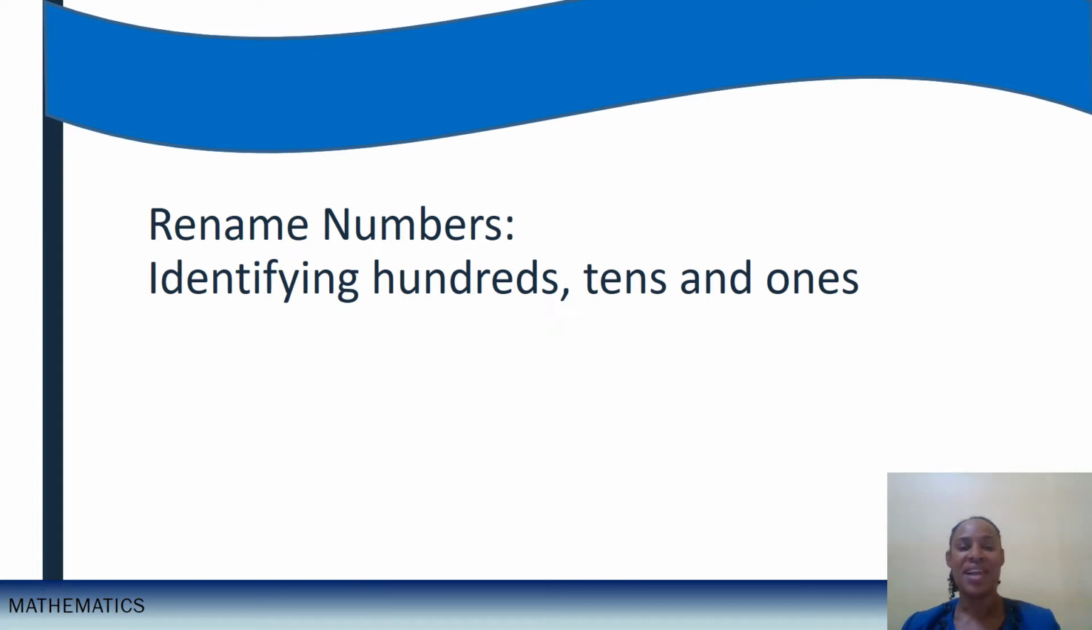In today's session, we will be renaming numbers. In the process, we will be identifying hundreds, tens, and ones. But before we begin, I want to bring back your memory to some blocks you would have seen or used before.